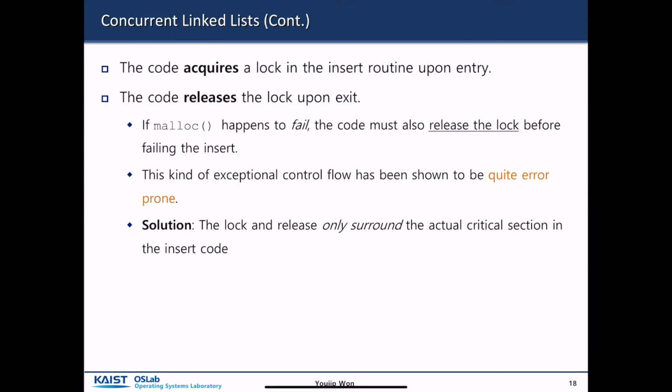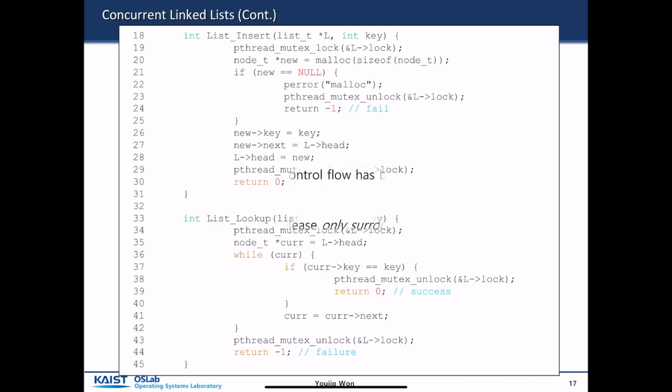Let me explain more on the insert operation. At the beginning of the insert operation, the code acquires a lock upon entry, and then the code releases the lock upon exit. So let's go back to the code. Here, in the list insert operation, the code acquires a lock at the beginning of the code and releases the lock at the end of the insert operation. So all these instructions are protected by the lock.